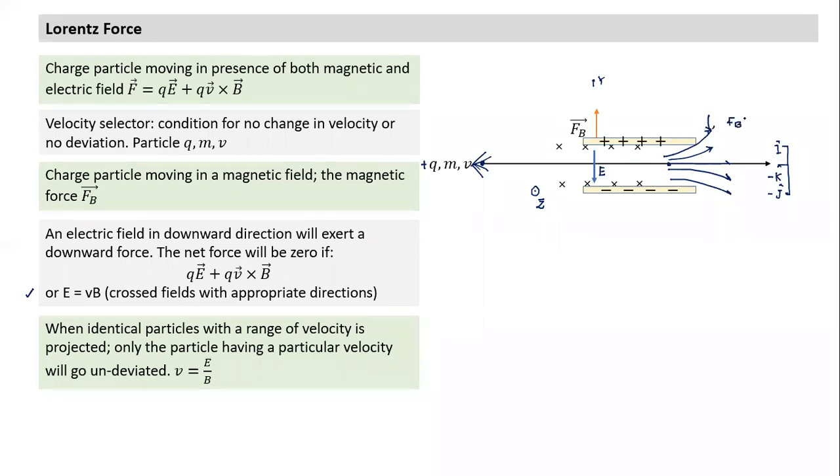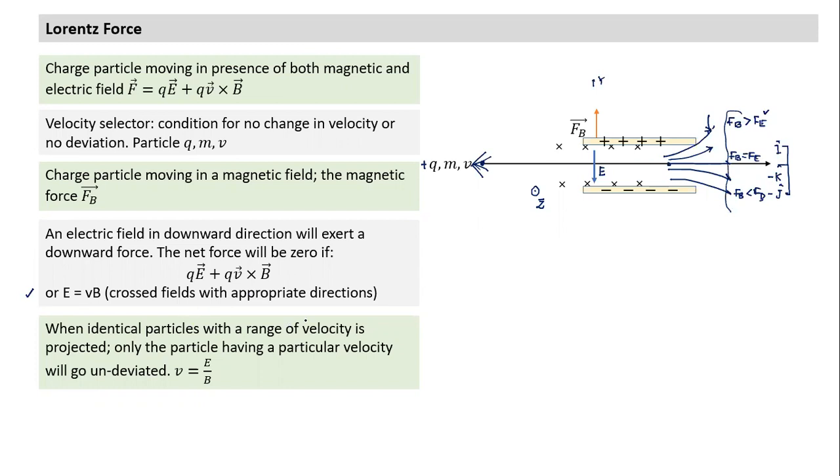Magnetic, if this is greater than Fe, the particle deviates. When Fb is equal to Fe, it goes undeviated, and when the electric force becomes more, but the field is the same, which term is varying here? Fe is not varying. Fb is varying. And why is Fb varying?